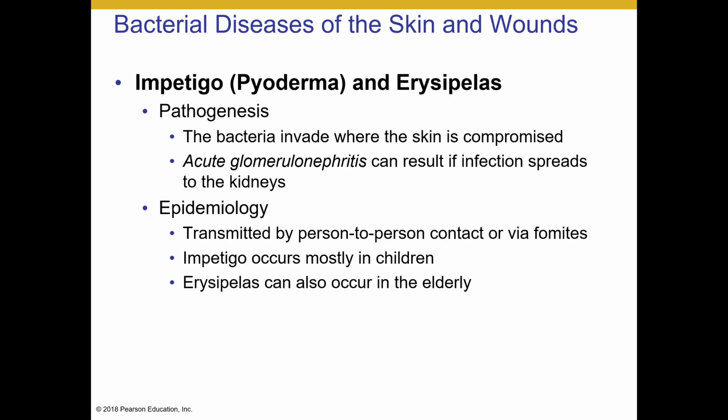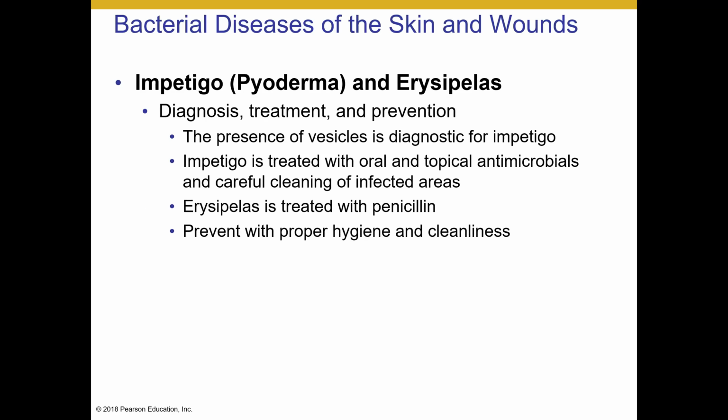Impetigo is most common in children, especially in crowded conditions. Erysipelas can affect both children and the elderly. Transmission occurs through direct contact or contaminated objects. Impetigo is usually diagnosed by the presence of characteristic vesicles and crusted lesions. Vesicles are small, fluid-filled blisters. Erysipelas is diagnosed by the appearance of spreading redness and associated fever.